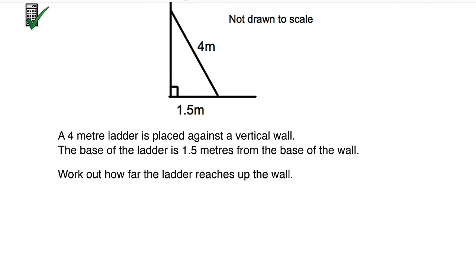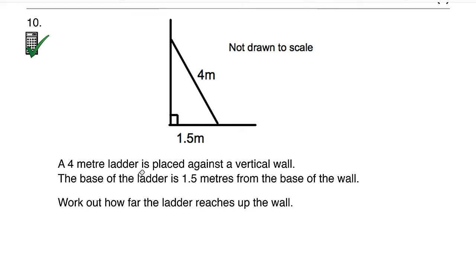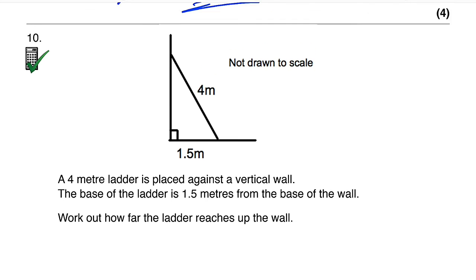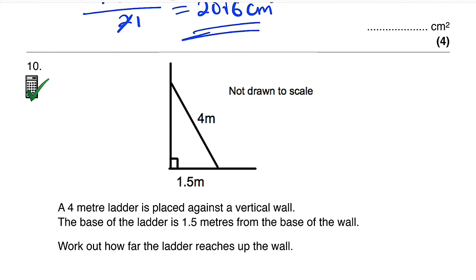Let's move on to question number 10. A 4-meter ladder is placed against the vertical wall. The base of the ladder is 1.5 meter from the base of the wall. Work out how far the ladder reaches off the wall. So we are looking for this. This is one of the applications. So let's call this one H.